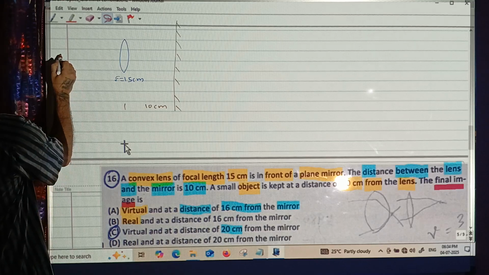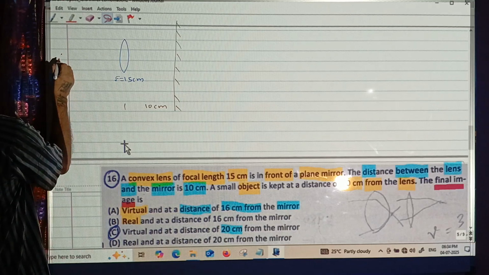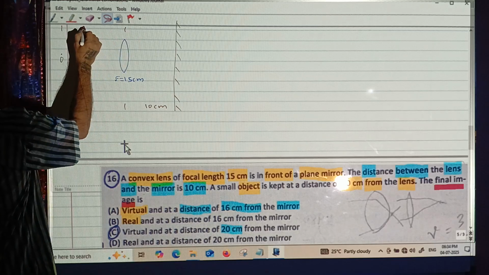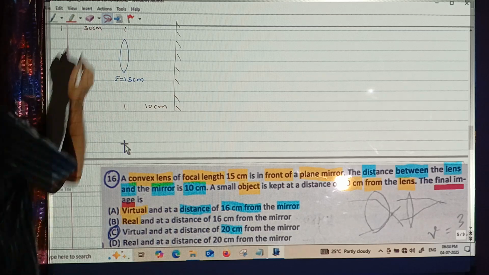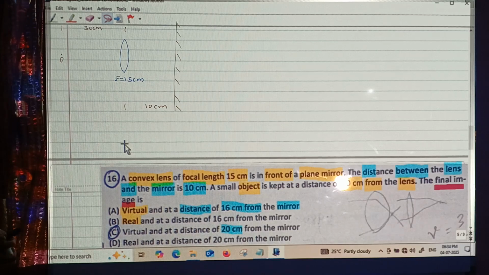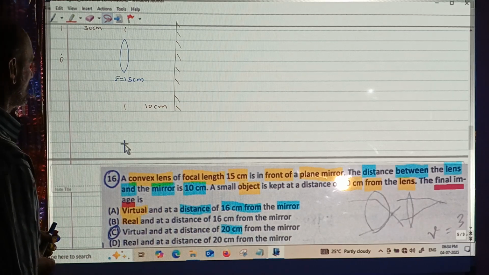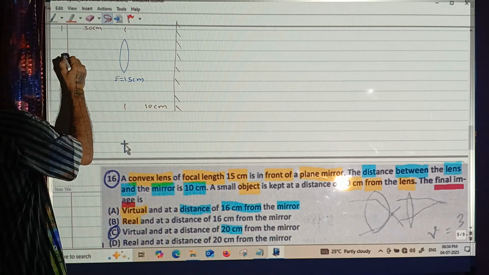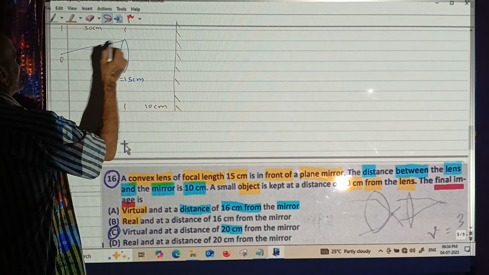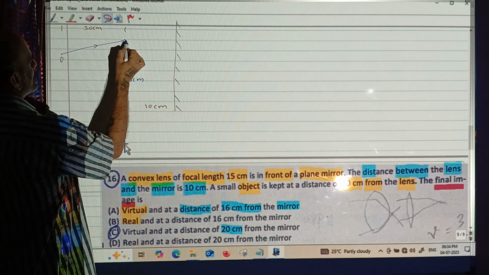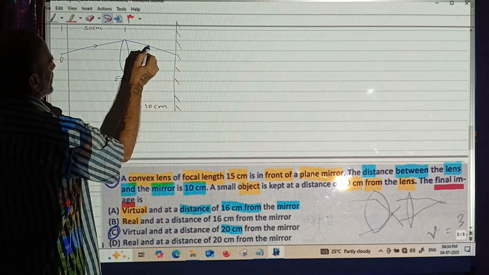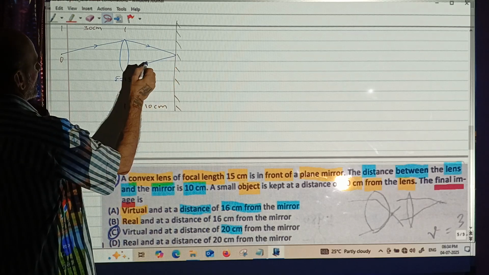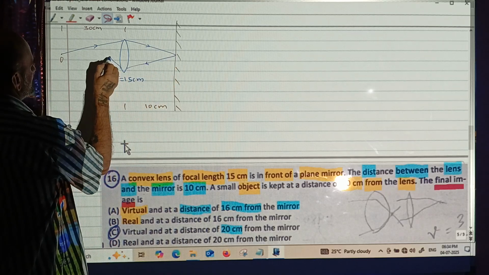Okay, so the object is kept at a distance of 30 centimeter from the lens. So the object is here at a distance of 30 centimeter. So you find the image of this object. So the light from this object will go like this. It's a convergent lens, so it will come out like this and get reflected by the mirror and hit the lens again and still get further converged.